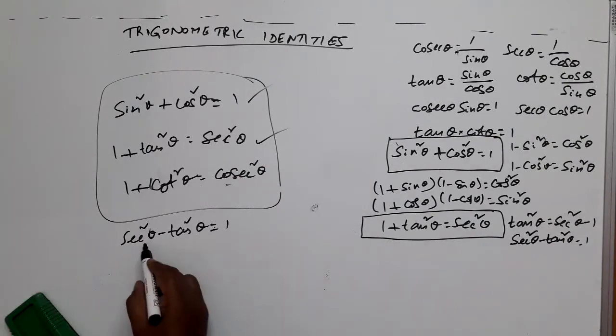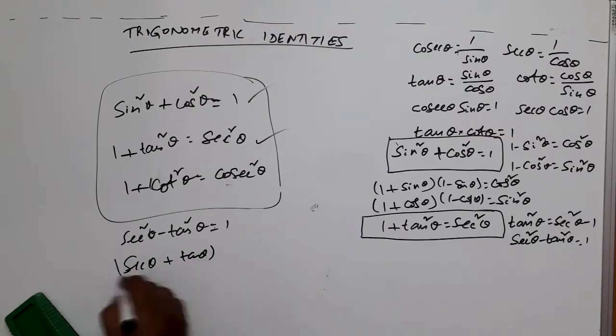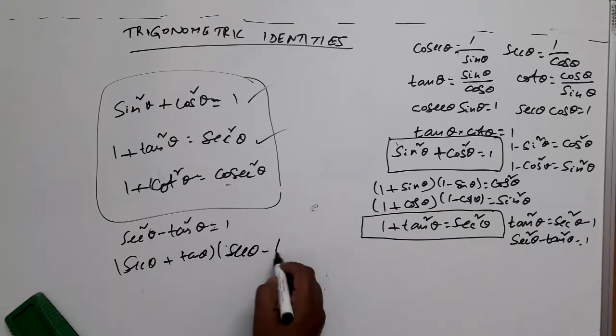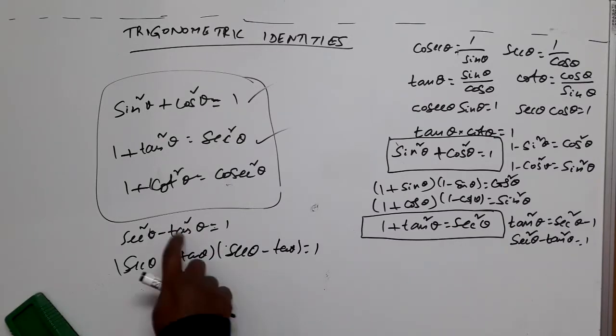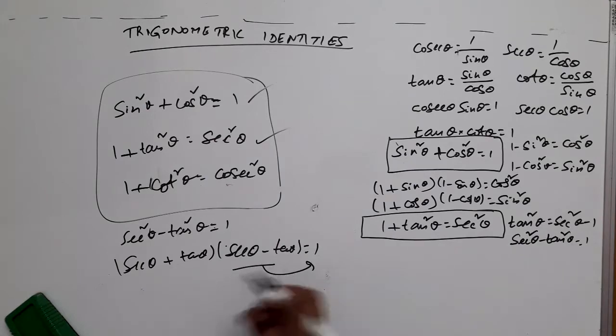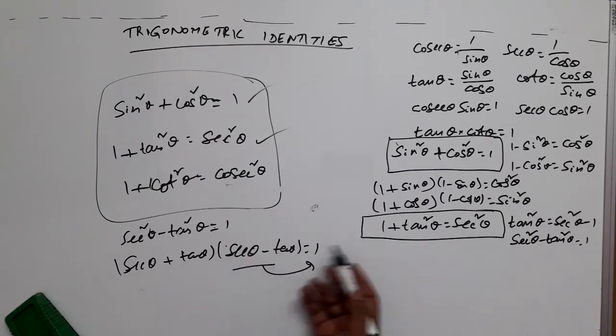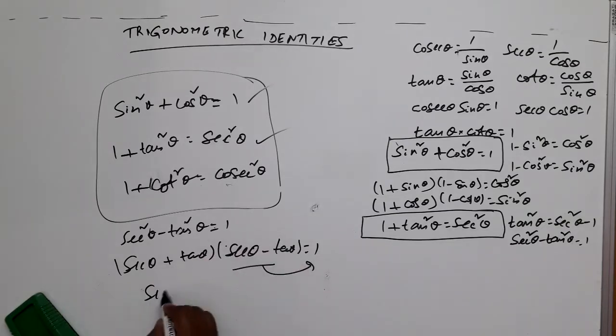Now this is also of the form a square minus b square. I can write it as a plus b multiplied by a minus b, right? So I can write secant theta plus tan theta multiplied by secant theta minus tan theta is equal to 1. Can I write like this from this? Yes. Now I'll take this to the other side, dividing both sides by secant theta minus tan theta. Can I write like this?